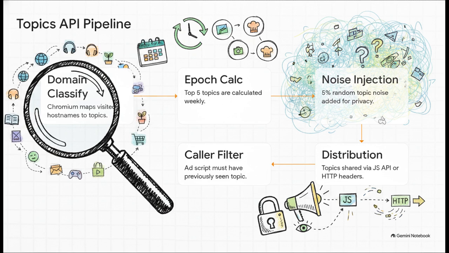After that, we have topic distribution, where websites can actually request your topics via a JavaScript API or HTTP headers. And finally, caller-scoped filtering. This just ensures an ad network only receives a specific topic if it has previously seen you on a website related to that exact topic within the last 3 weeks.